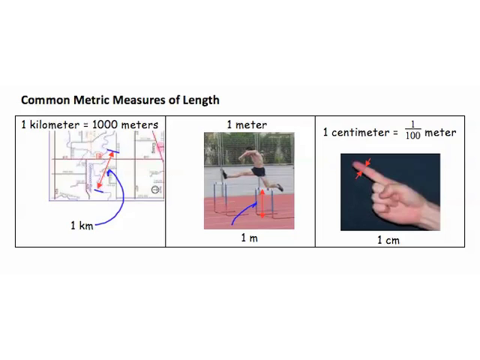The next is a centimeter, and that is 1/100th of a meter. And a centimeter is about the width of somebody's finger. So if you want to kind of get a guesstimate of how big a centimeter is, that's about the width of one finger.